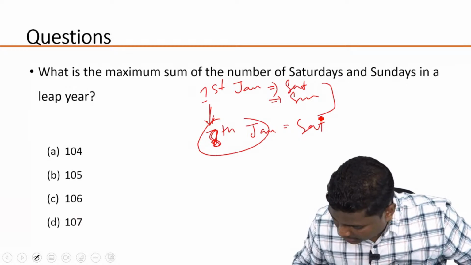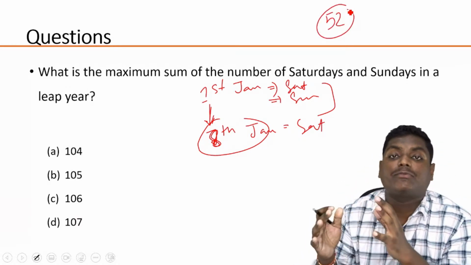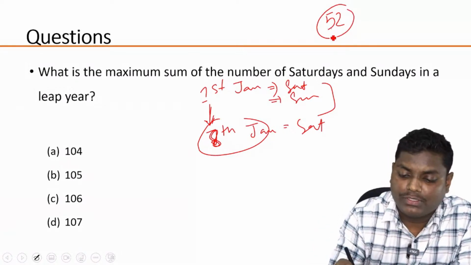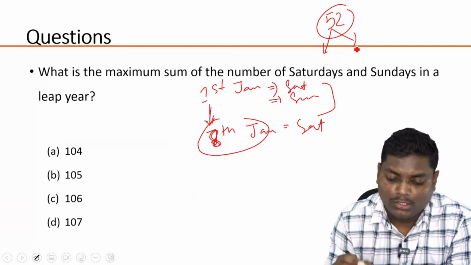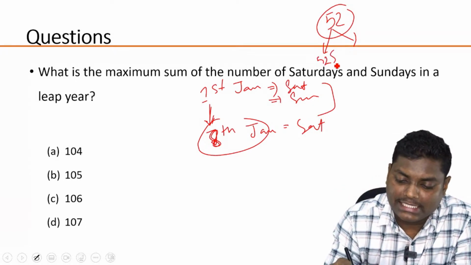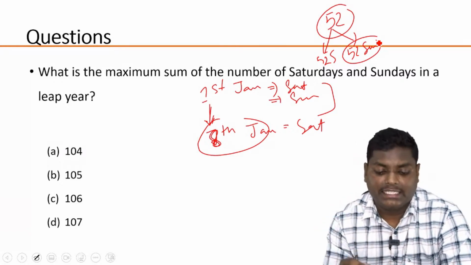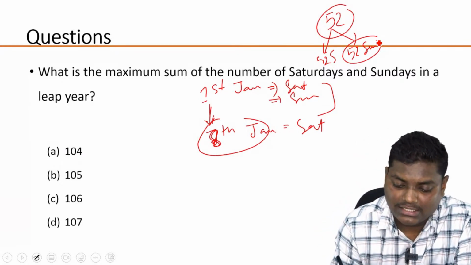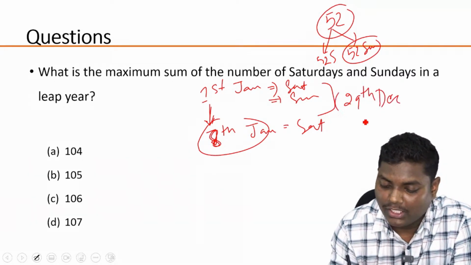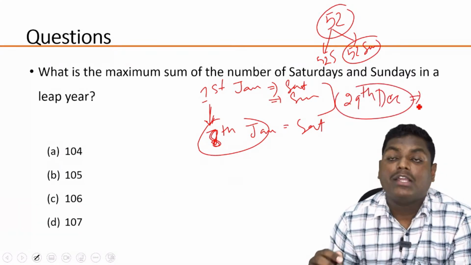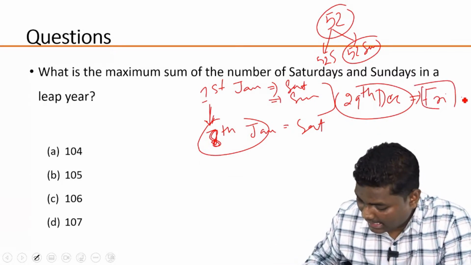See Anupam, whenever we are calculating 52 weeks, for these 52 weeks we can have 52 Saturdays and 52 Sundays. Now the last thing, when we reach 29th December, you can try and relate this. When we reach 29th December, it will be a Friday. You can try and solve this out.